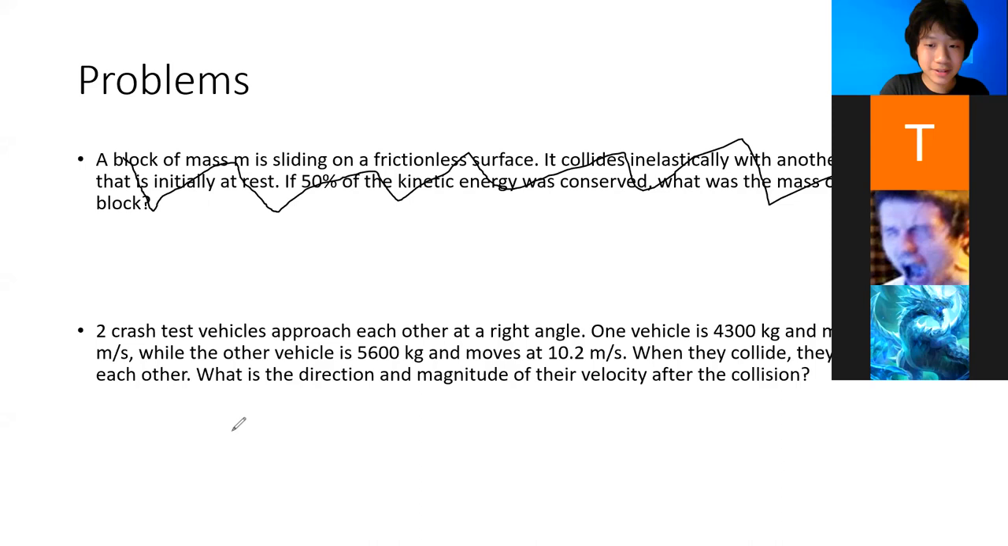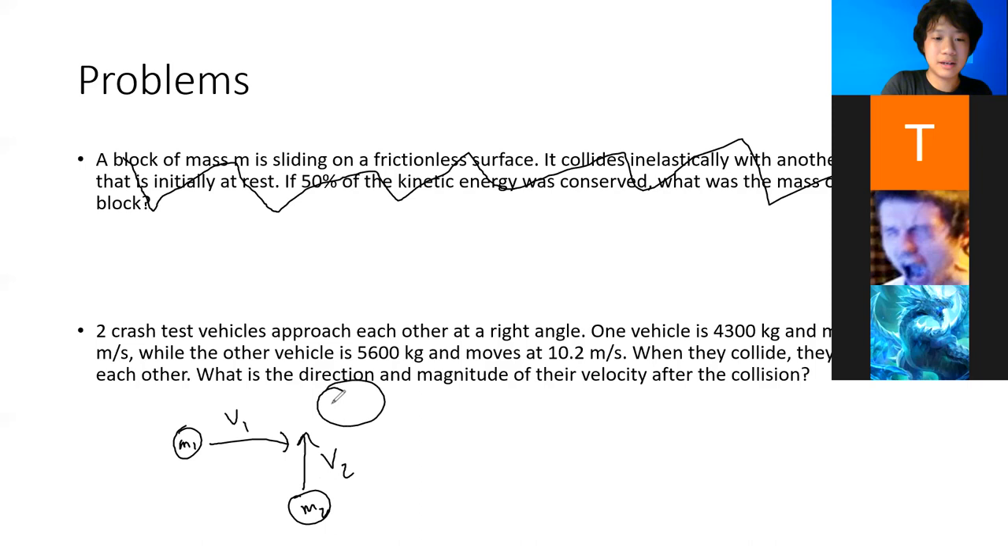So first of all, we have one vehicle. Let's call this V1 with M1, let's say. M1 is moving at V1. And we have M2 moving this way at a right angle at V2. And in the end, a large M1, M2 blob goes off at some kind of angle. Okay? So what does this mean?